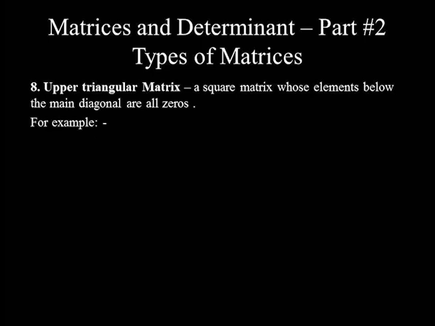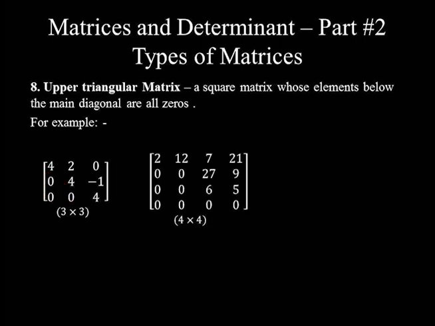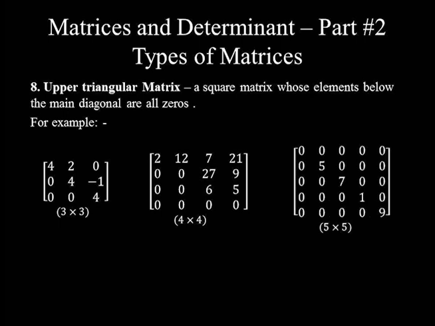For example, this square 3 by 3 matrix is an upper triangular matrix because all the 3 elements below the main diagonal are 0. By the same reason, this 4 by 4 matrix is an upper triangular matrix. This 5 by 5 diagonal matrix is also an upper triangular matrix because all the 10 elements below the main diagonal are zeros. Diagonal matrices are both upper triangular and lower triangular matrices because their elements above and below the main diagonal are zeros.